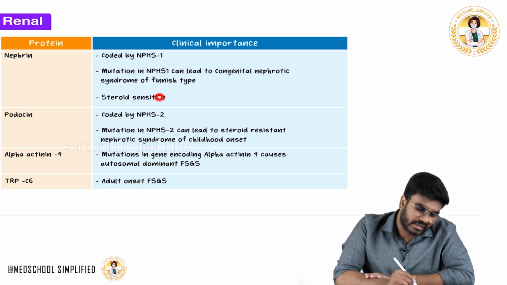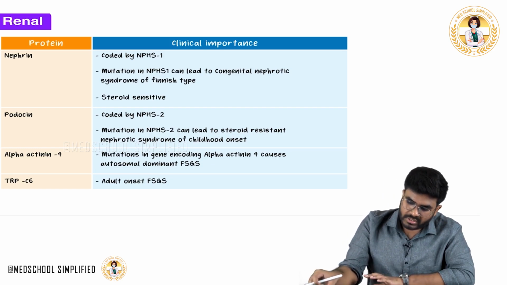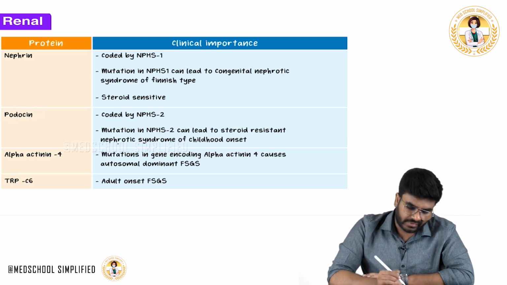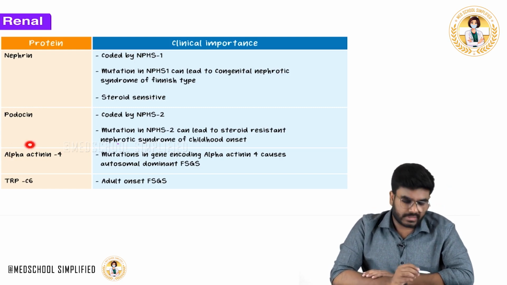This one is steroid resistant. The above one is steroid sensitive. Now, you are going to have a nephrotic syndrome which is steroid resistant. So, steroid resistant nephrotic syndrome of childhood onset is due to podocin defect. Now, let's talk about some other conditions.